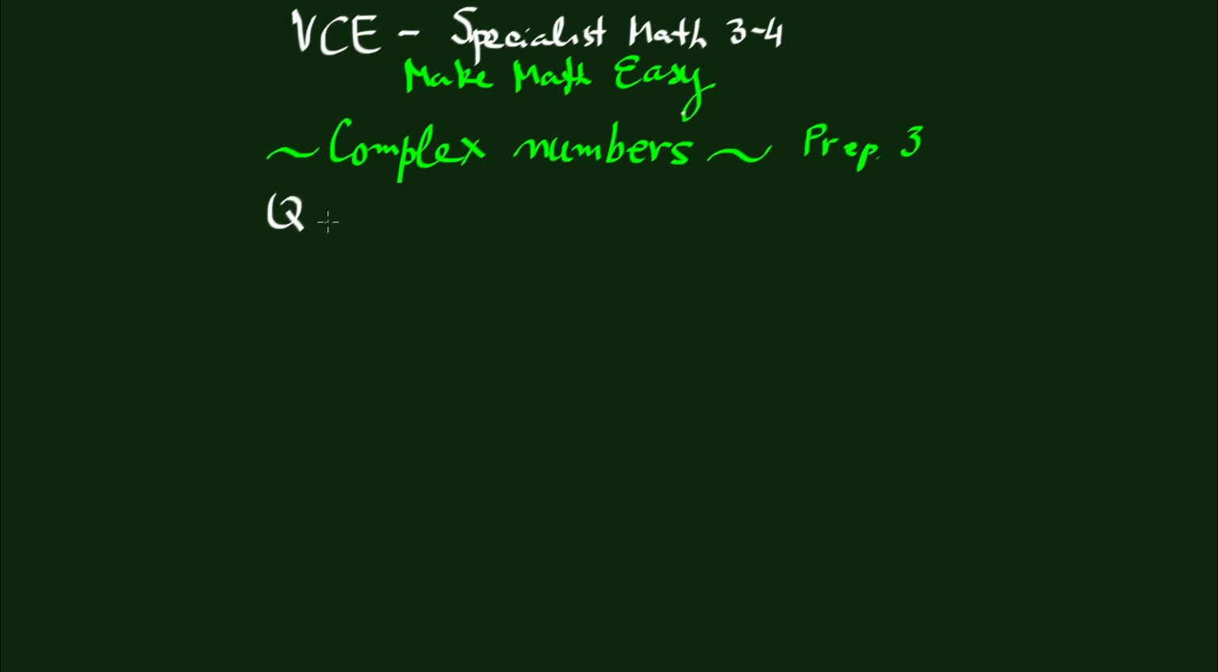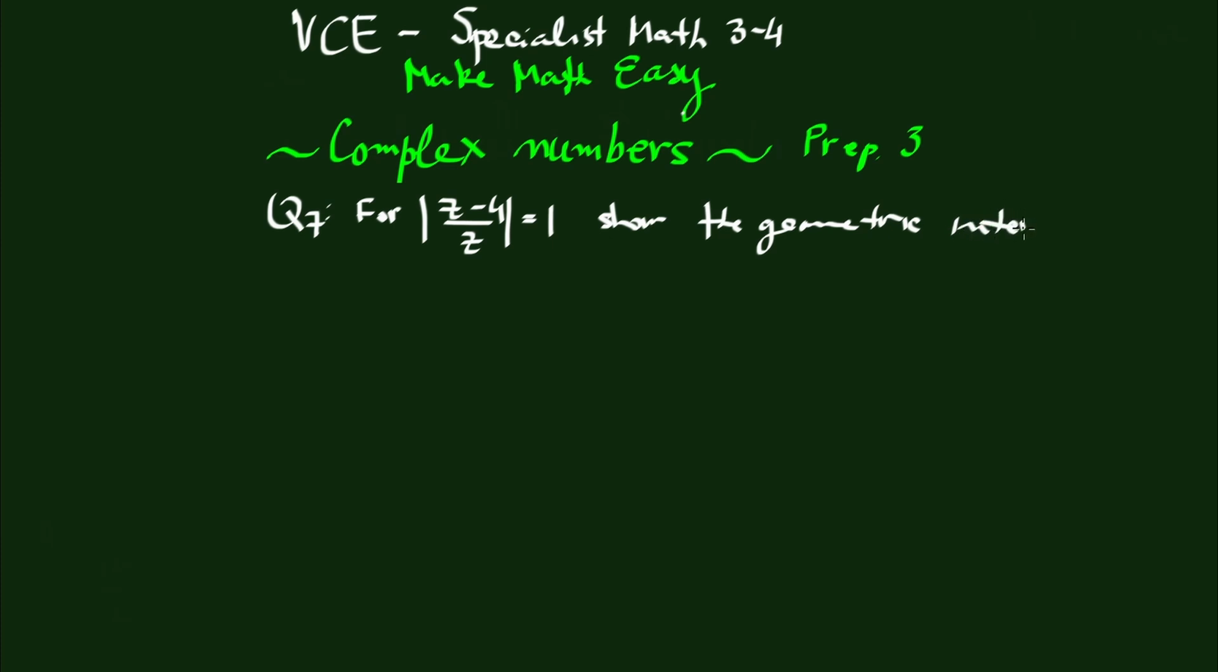Let's go to our question 7. We'll do the following: the absolute value of z minus 4, divided by z, equals, say, 1. Show the geometric interpretation.